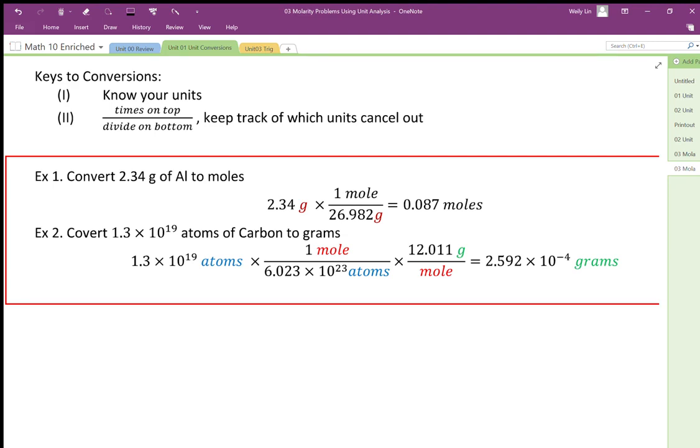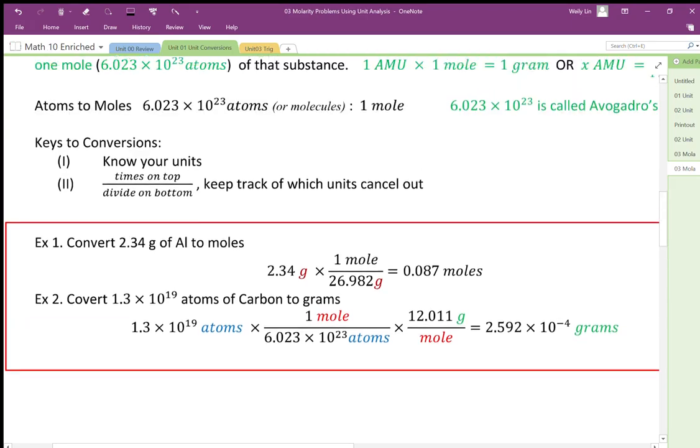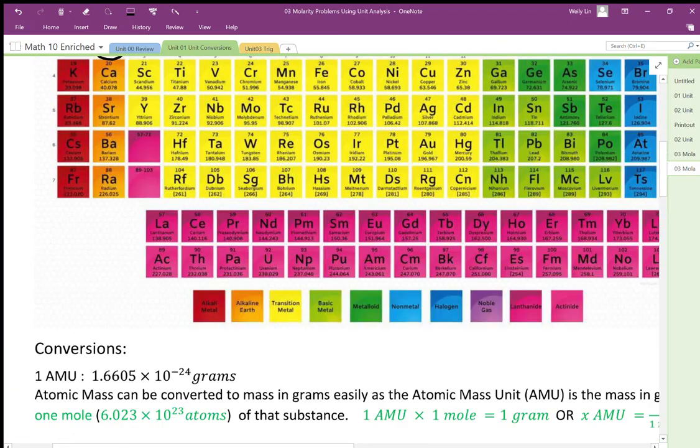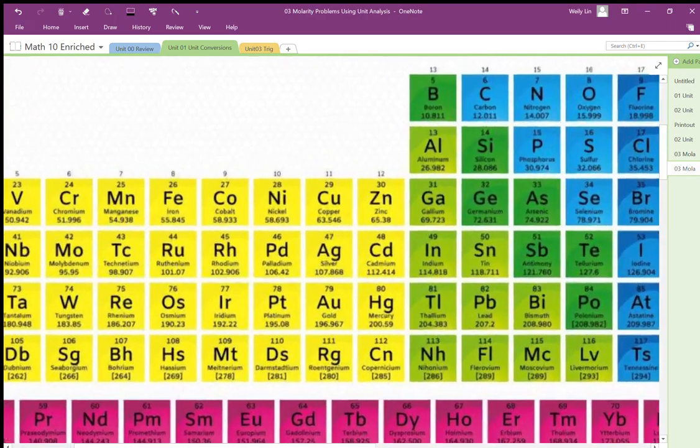It's important to know your units, and know what units are on the top and on the bottom. So looking at this problem here, we're going to convert 2.34 grams of aluminum to the number of moles of aluminum. So what we want to do is go to our periodic table and find aluminum. So here is aluminum here.